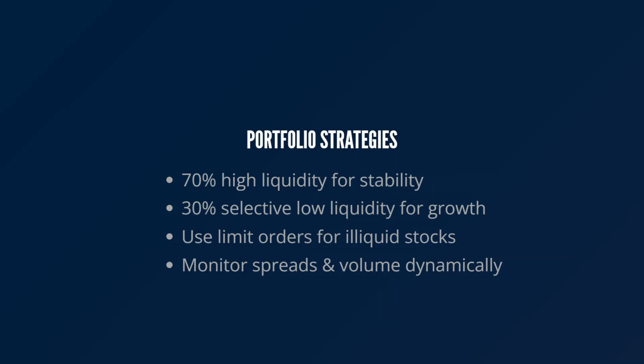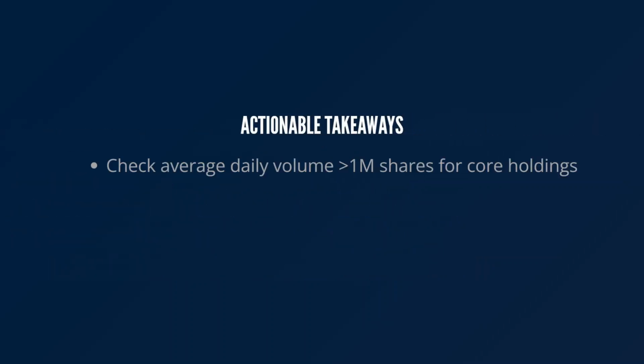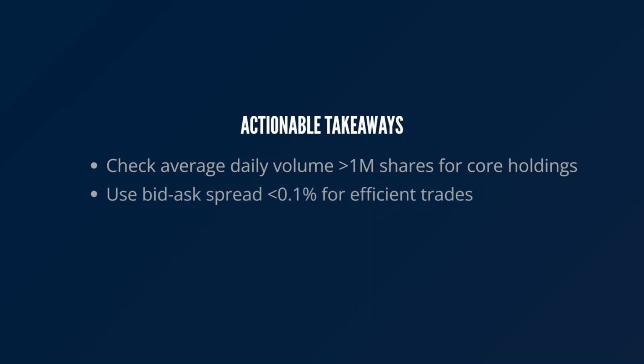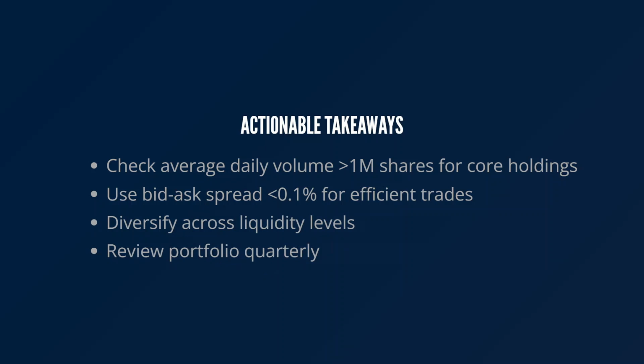Slide 9, actionable takeaways. First, check daily volume over 1 million shares for core positions. Second, keep bid-ask spreads tight, ideally under 0.1%. Third, diversify across liquidity levels. Fourth, review your portfolio quarterly, especially before major life events. Fifth, track a personal liquidity score. These small, consistent habits compound into resilience.